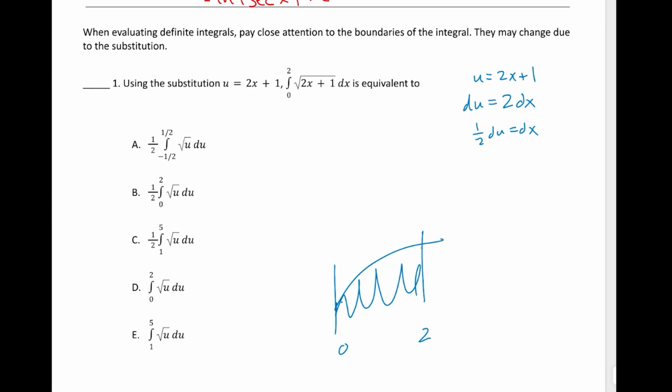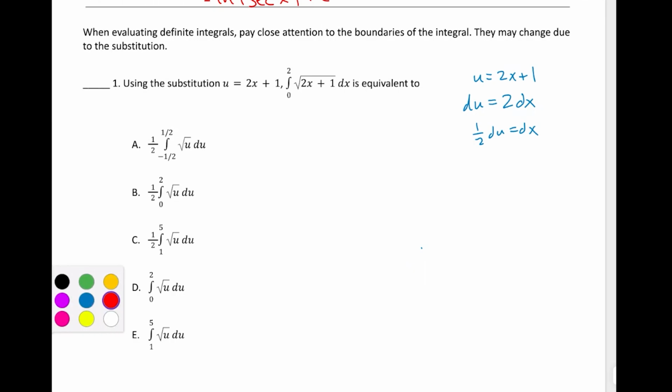Now the conversion is going to come from your u substitution. The relationship between x and u is given in the statement that you make initially. In this particular problem it's given, u is 2x plus 1. So when you switch over from the x's to the u's, you need to adjust these boundaries accordingly.